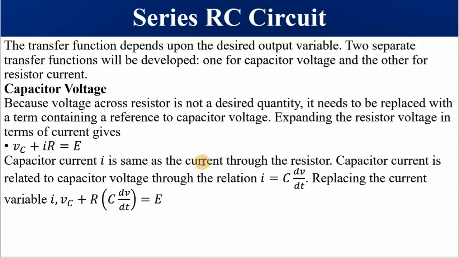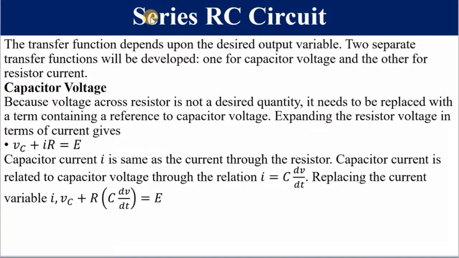Capacitor current is the same as the current flowing through the resistor, since it is a series circuit, and it is related to the capacitor voltage through this equation: I is equal to C dV/dt. If we replace the current in this equation, it is going to be capacitor voltage plus R C dV/dt is equal to E, where I is equal to C dV/dt.